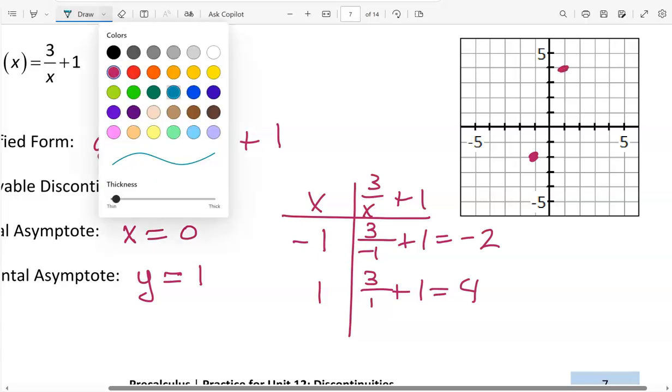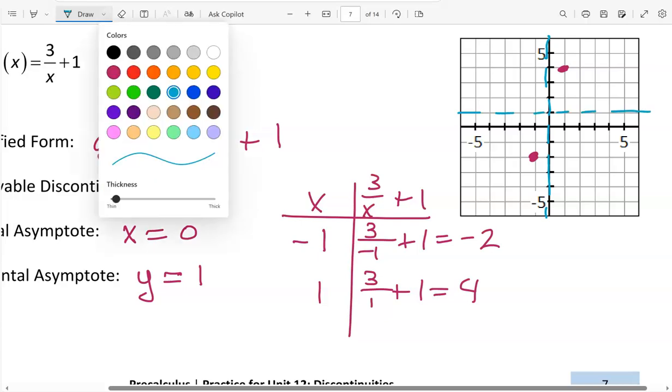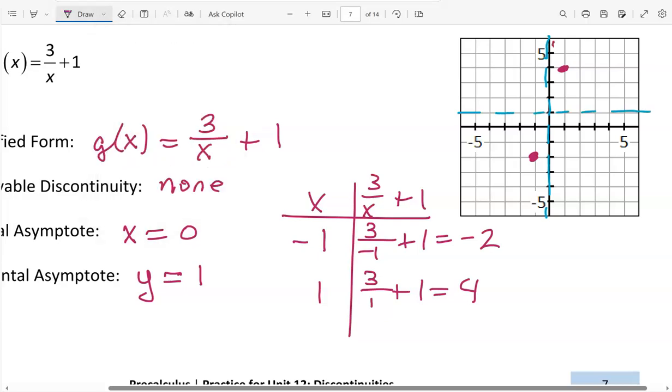And the vertical asymptote was x equals 0. So that's our vertical line, and the horizontal one is at y equals 1. And so that tells us what this hyperbola looks like, anchoring with each of those anchor points there. And the graph is approaching the vertical and horizontal asymptotes at either end of the branch.